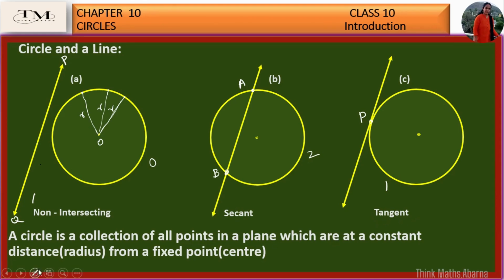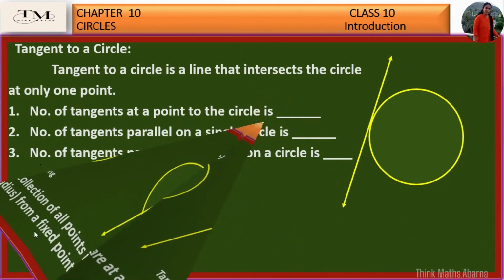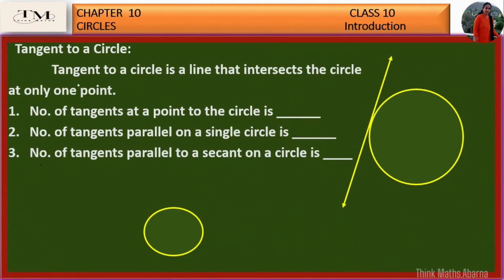Okay, moving on to the next one. These are all properties of the tangent to a circle. We learned what a tangent is. A tangent to a circle is a line that intersects the circle at only one point. So the tangent should intersect the circle at only one point. According to that, let us find the number of tangents at a point to the circle.